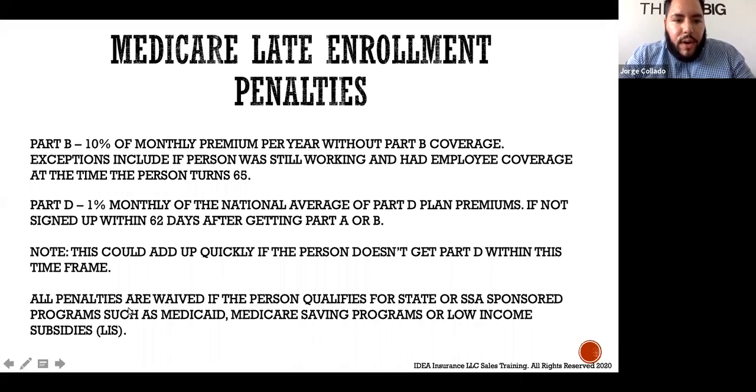Of course, all the penalties are waived if the person qualifies for some extra help, like state programs like Medicaid, Medicare Savings Programs or MSP, or the low-income subsidy through Social Security. So if somebody's paying a penalty right now and their income is not a lot, you can help them get approved for these plans or these assistance programs, and they'll waive all the penalties.